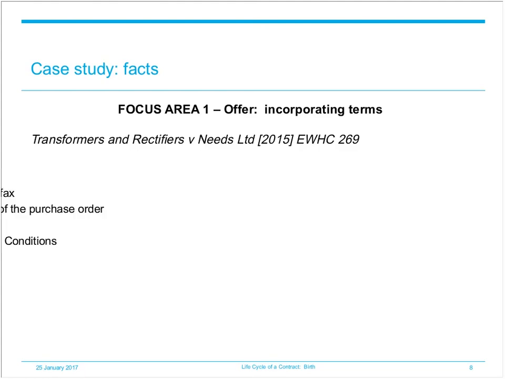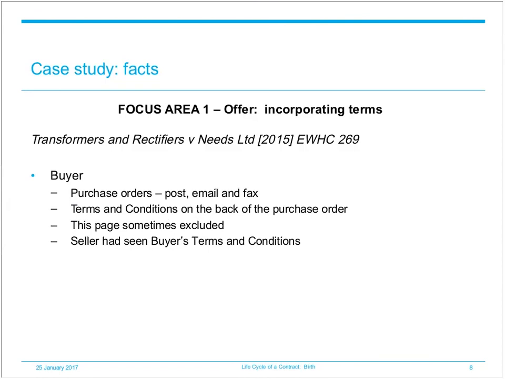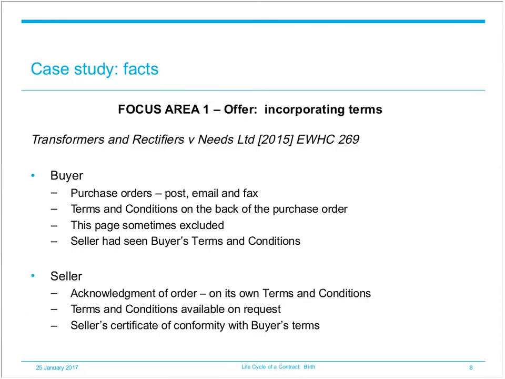So, to recap, the buyer's order was placed by various methods, such as by post, fax and email. The buyer's terms and conditions were on the reverse of the purchase order. The buyer sometimes omitted these from emails and faxes, but the seller knew and had seen the buyer's terms and conditions. The seller's acknowledgement of order stipulated that contract would incorporate its own terms and conditions. The seller never provided them to the buyer, but it stated that they were available on request, and the seller's certificate of conformity referred to the buyer's terms.